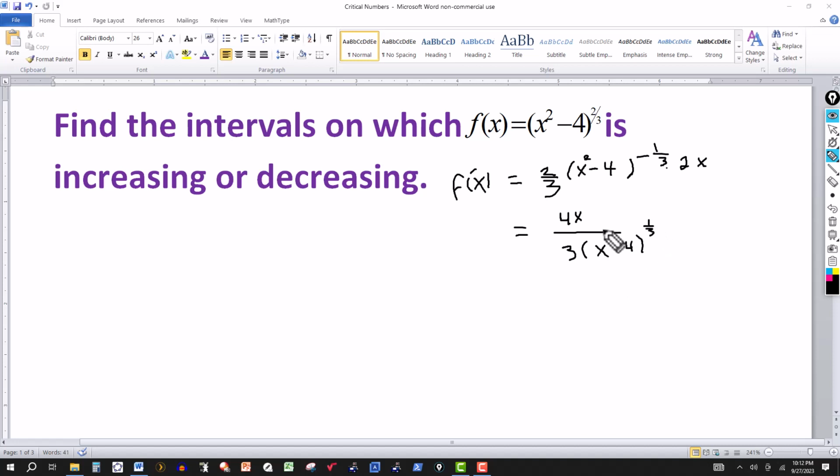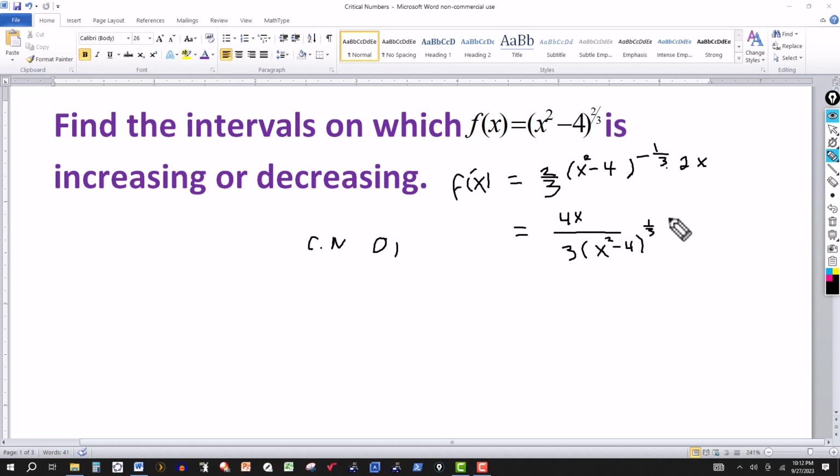So now again, the critical numbers are numbers for which the derivative is 0 or undefined. We can see that the numerator is 0 when x is equal to 0. So one critical number is going to be 0. A critical number is also a number in the domain of the function. And of course, 0 is in the domain. And also where the derivative is undefined.